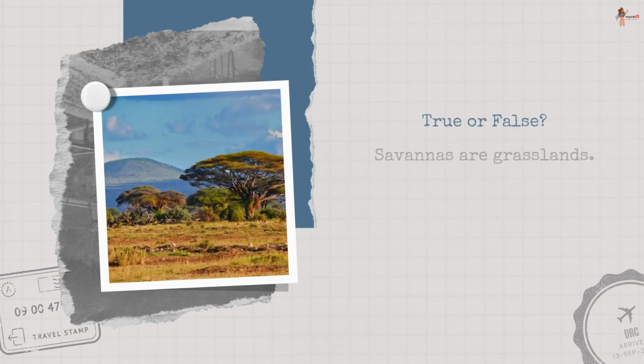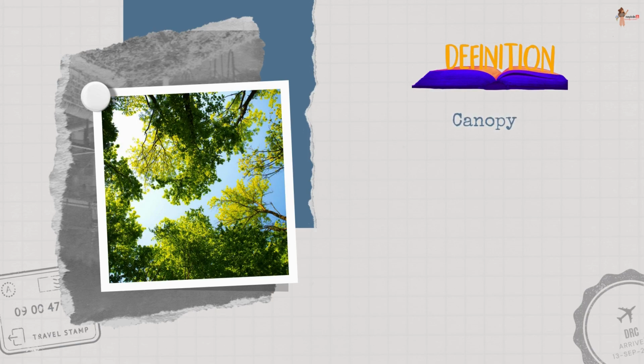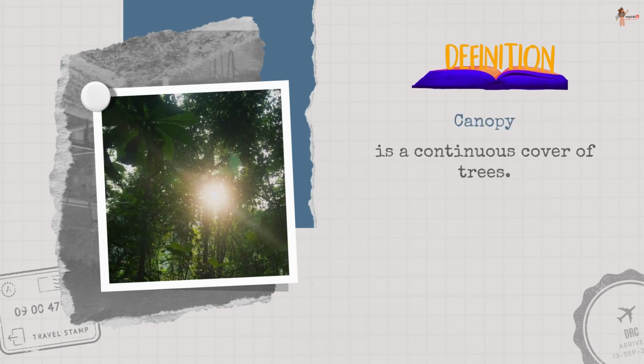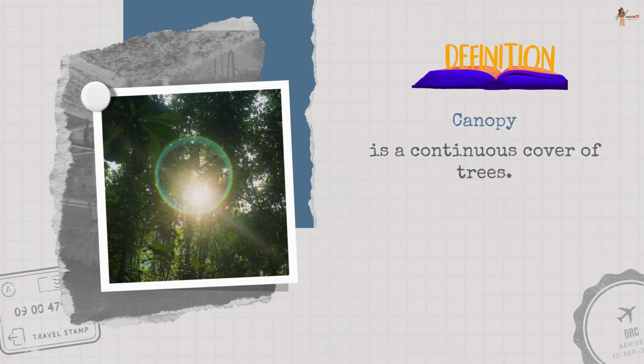You may want to note this definition. Now, if I ask you, are savannas grasslands? Would you say true or false? Comment below and let me know. You may also want to note another definition, which is of canopy. It is a continuous cover of the trees.